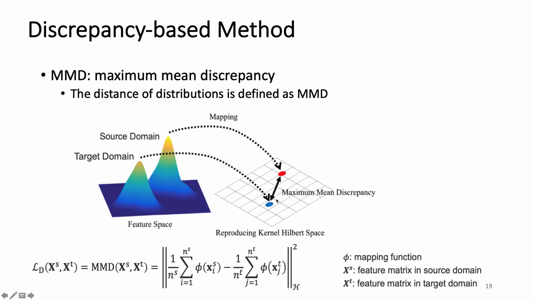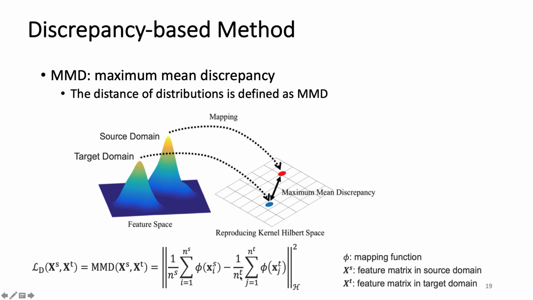And the way to define this MMD, as you can see in this formula, is that XS are the data samples in the source domain and XT are the data samples in the target domain. MMD is defined as basically you take all the data samples in the source domain and take the mean of those data samples. You can think of this as a representative of all the data samples in the source domain. And similarly, you take the mean of all the data samples in the target domain, and of course, this is after the mapping.